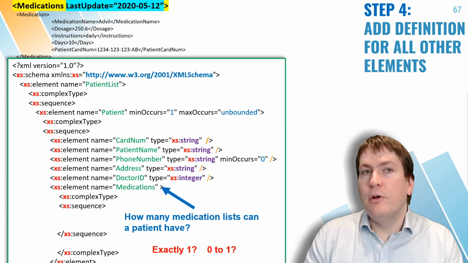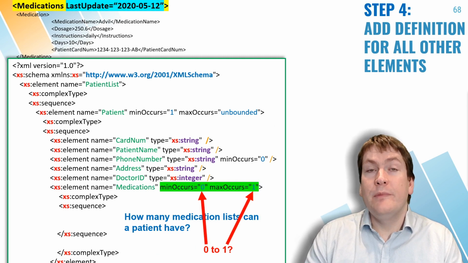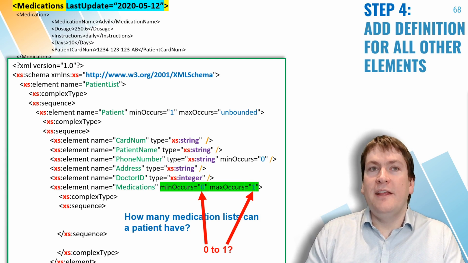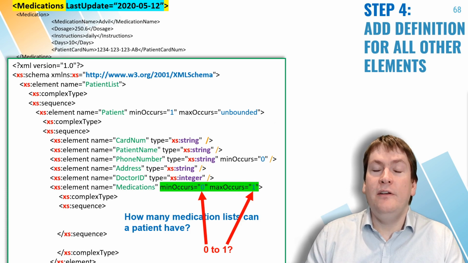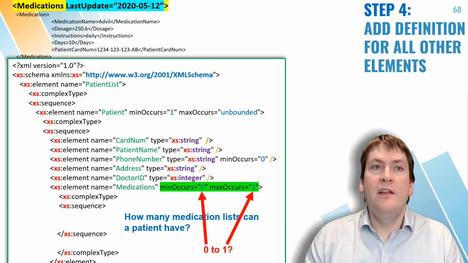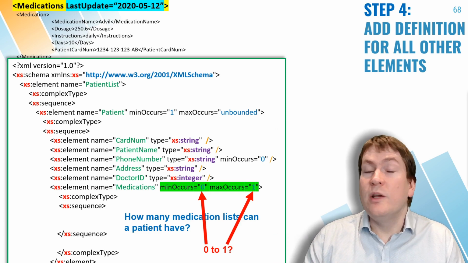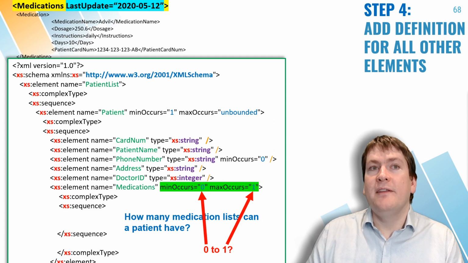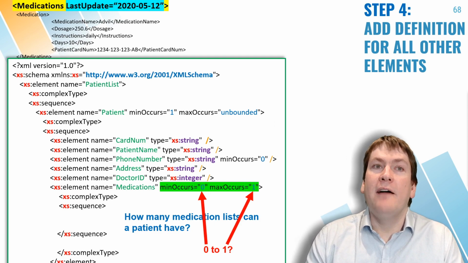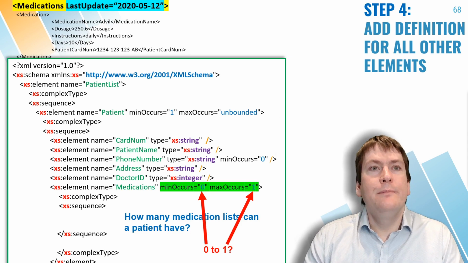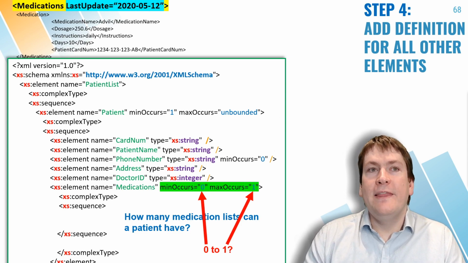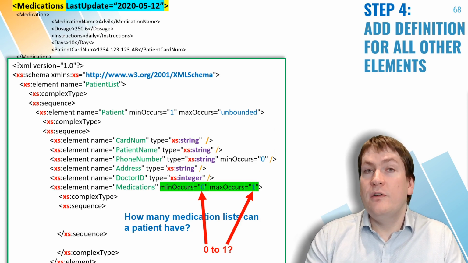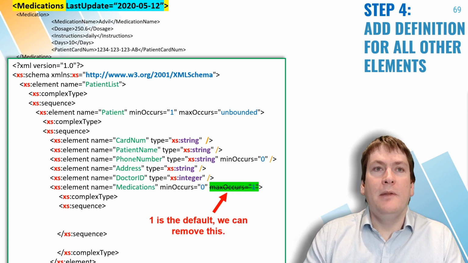So in this case, we're going to try going with 0 or 1, because it makes sense that patients might not be on any medications. So we're going to say they either have that list with medications on it or they have no list. That doesn't mean that there has to be only one medication. The list still can have many medications on it. There's only one list itself, or none. They either have that list or they have no list. And we define that with the minOccurs and maxOccurs. Once again, maxOccurs is using the default value of 1, so we can eliminate it here.